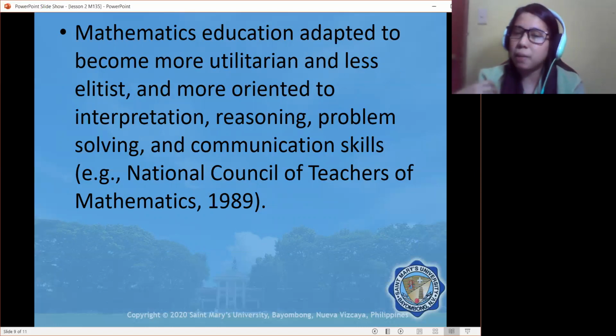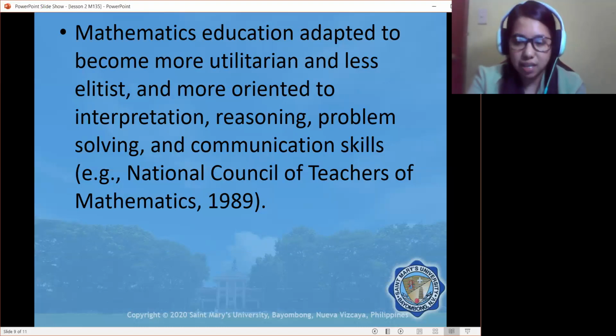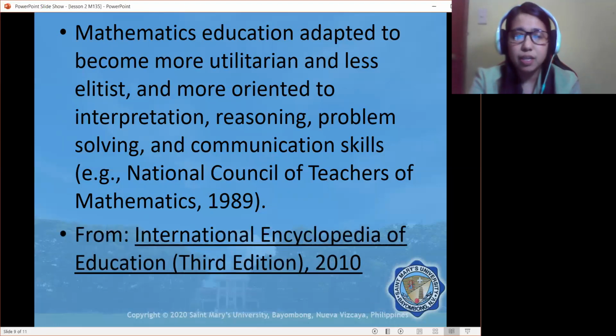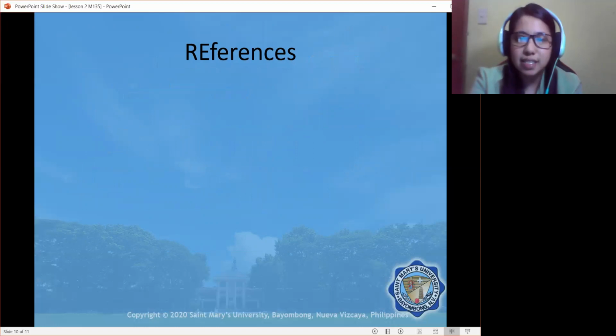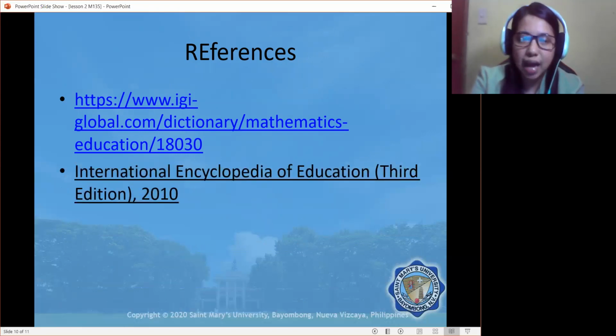So if mathematics education is less elitist and more utilitarian, it means that you are being taught with the application of mathematics in the real world. You will be expected to learn the interpretations, the reasoning, the problem solving, and also the communication skills, which are in the mathematics framework, or the K to 12 framework. We will be discussing that in a separate video. This definition is from the International Encyclopedia of Education, 3rd edition, 2010. The reference material I used in defining mathematics education is from this website, and I have the URL here.